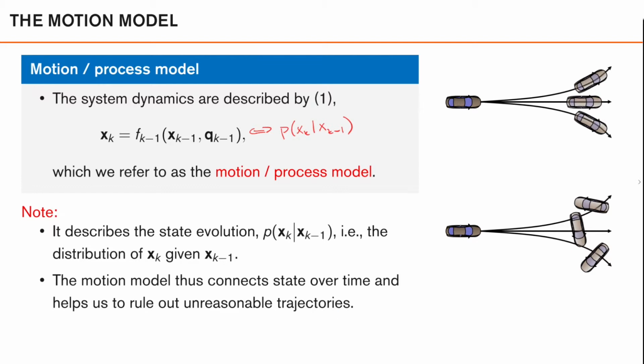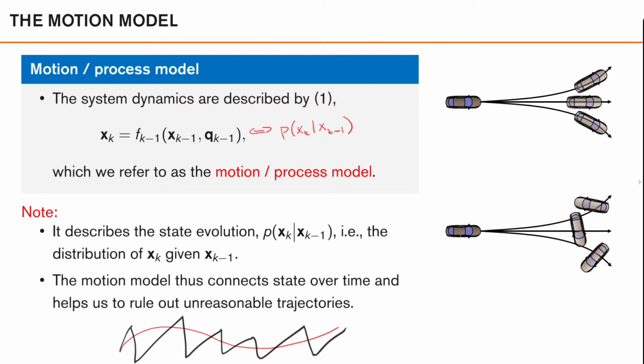So if we assume that we are tracking the motion of some object over time, we often want this trajectory to look fairly smooth due to physical constraints, often something like this and not something like this. And we use the motion model to rule out these unreasonable trajectories.